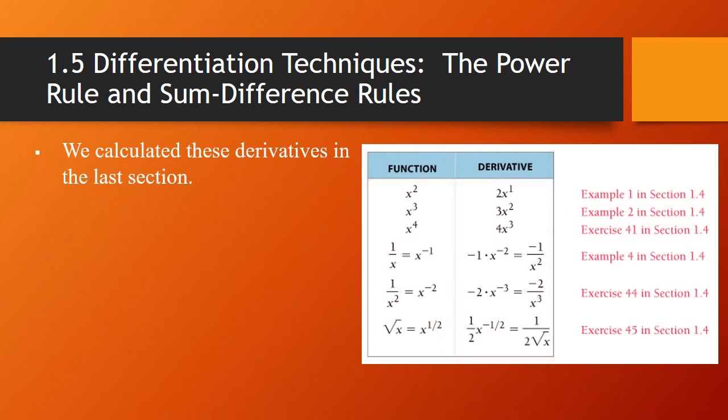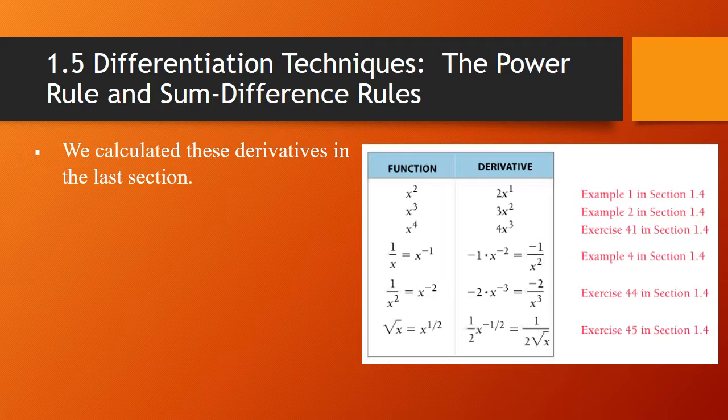These derivatives we calculated in the last section in different examples. You see on the right where it tells what example we did these in the last section. You can look in the book and find them. We saw that x squared was 2x, or 2x to the first. We found that x to the third was 3x squared, and x to the fourth was 4x to the third. And then x to the negative 1 is negative 1 over x squared, and so forth.